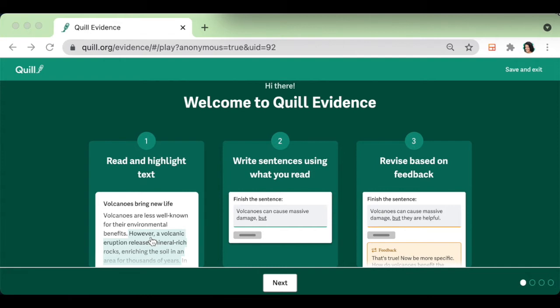Let's take a look. So first, students will have 4 onboarding pages. The first is this page, which will show them the 3 main actions they will take in the activity. Number 1, read and highlight a passage. Number 2, write sentences based on the passage they read. And number 3, revise based on feedback. The next pages will take students through 3 good-to-knows, some expectations we want to set.